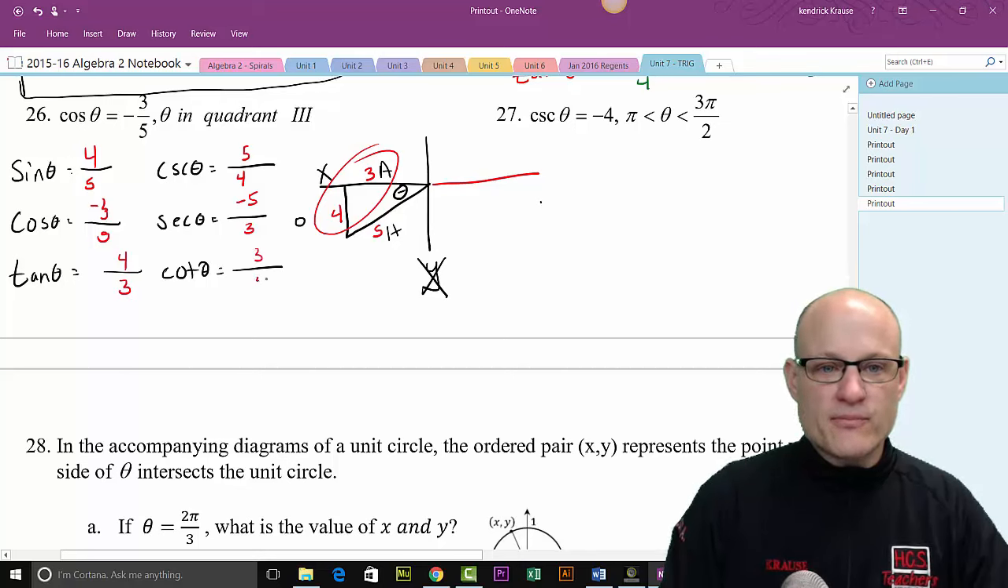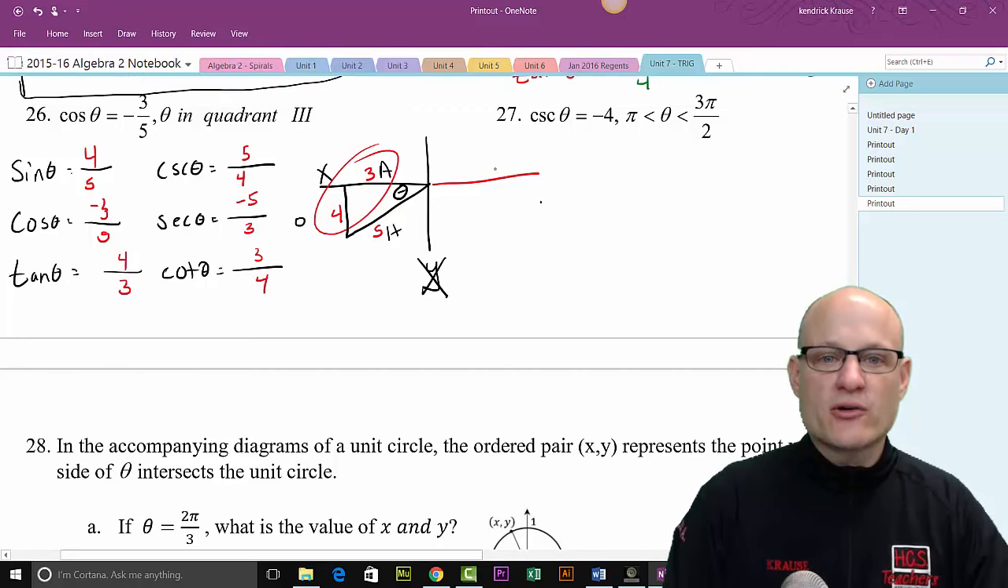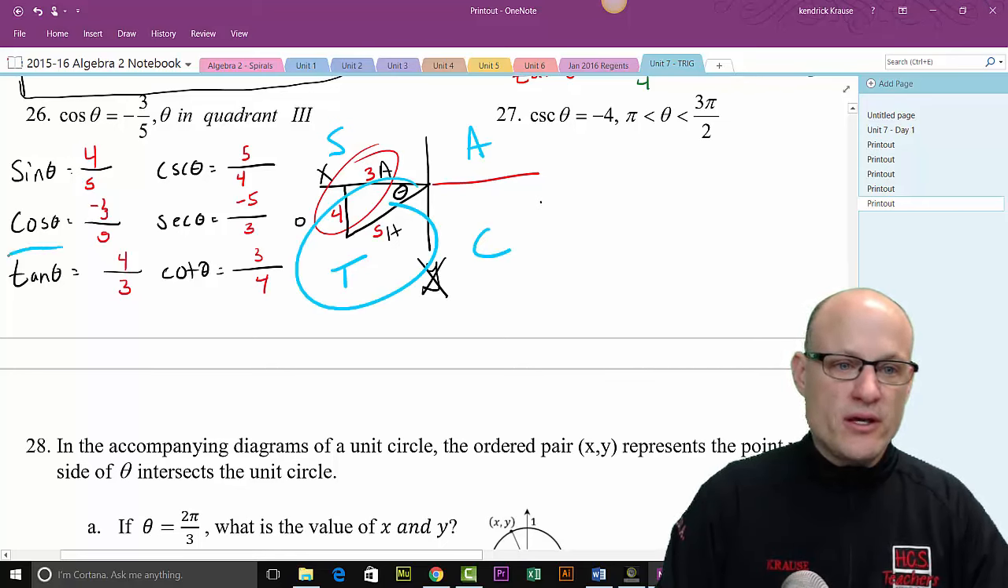All Students Take Calculus. Tangent, or this, is the only thing that's going to be positive. That means this has to be negative and this has to be negative.